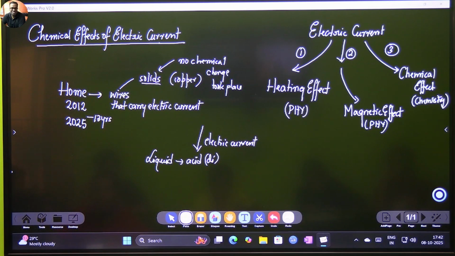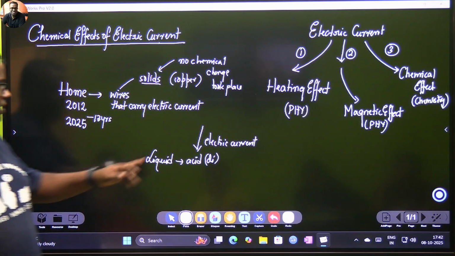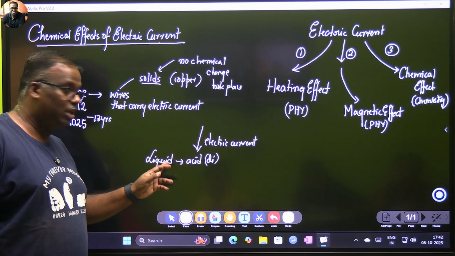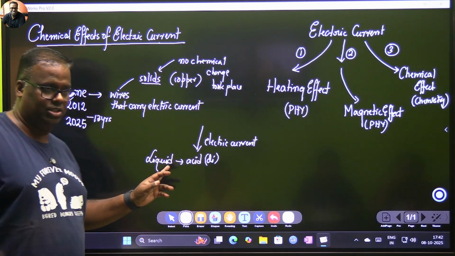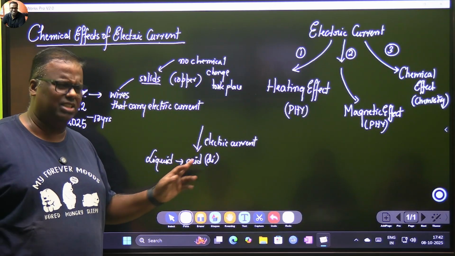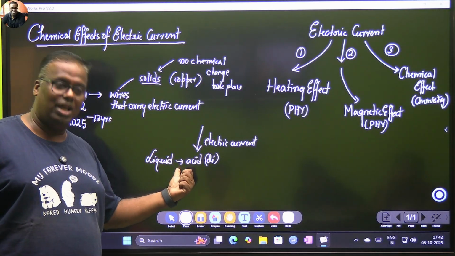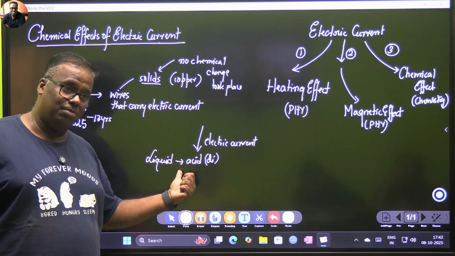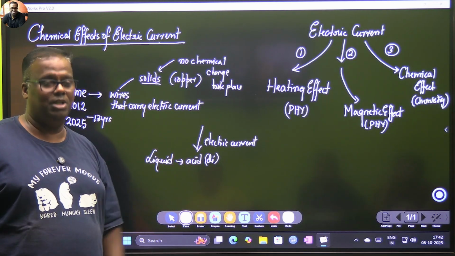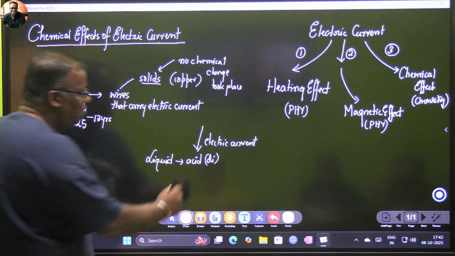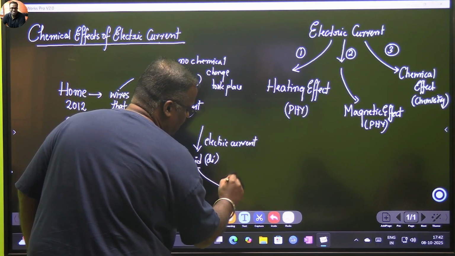Now there will be a change. If you pass electric current through a liquid which conducts electricity, like an acid conducts electricity, we'll get into it. I'm just giving a brief idea. If you pass electricity through an acid for some time, this acid will no more remain as an acid. There will be a chemical change.